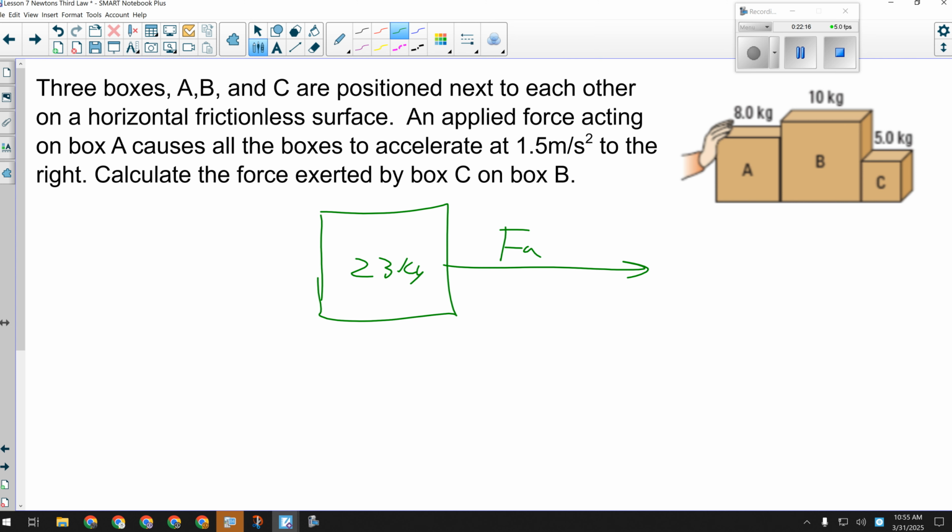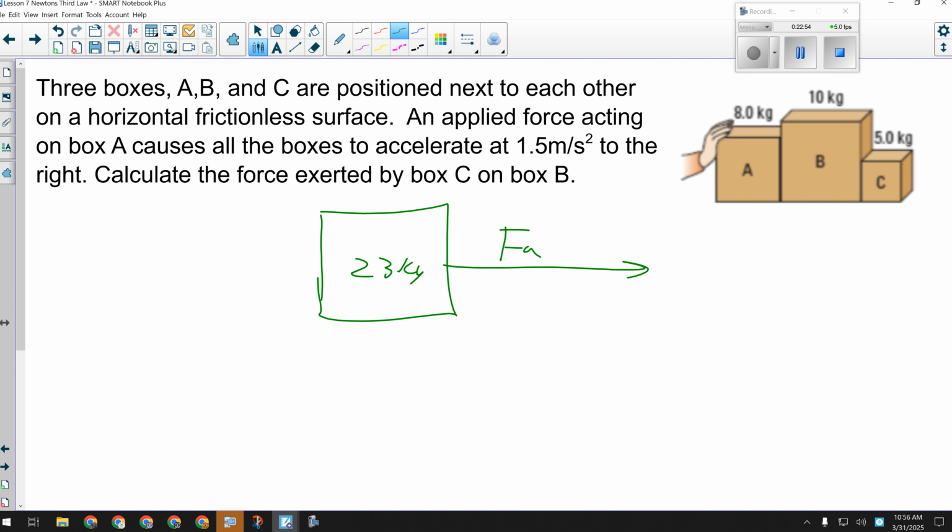But here's the thing. I'm not told that applied force, and they want one of the forces that's inside of the system. They want the force exerted by box C on box B. So here's the chain of events that goes on in this. It's going to sound like that story about the lady that swallowed the spider to catch the fly. This box pushes on this box, and it pushes back, and then this box pushes. We start out with this force pushing on box A, and box A pushes on box B.